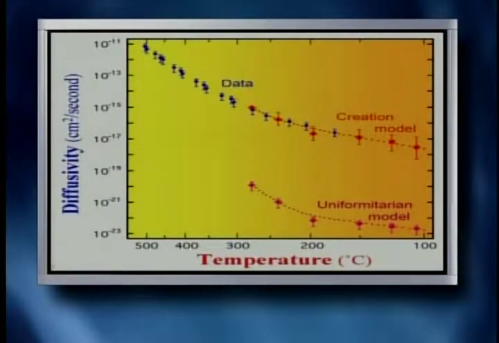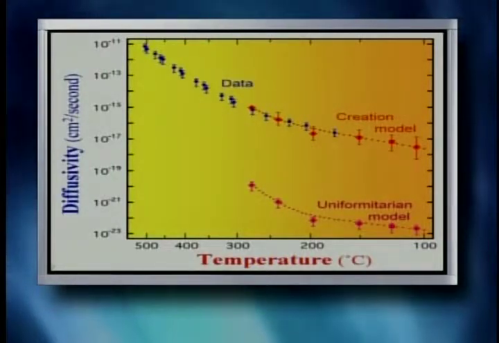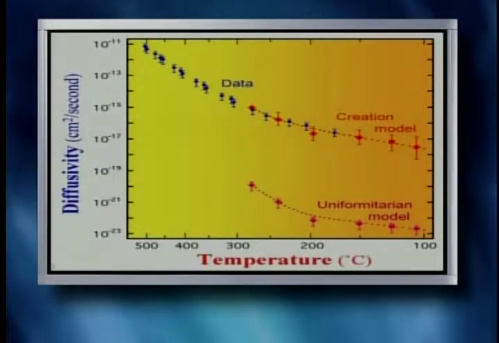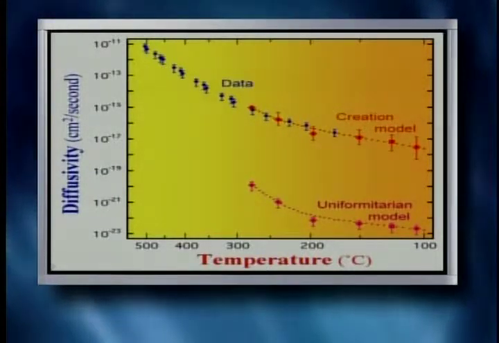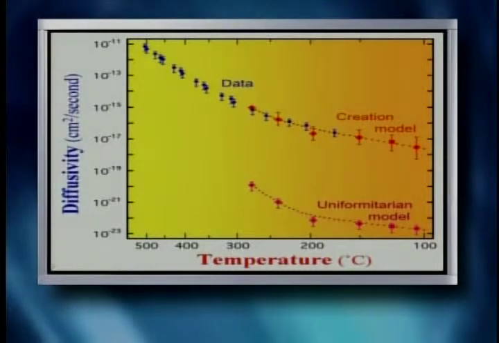When we sent the data off to the lab to actually get the measured diffusion rates, we then plotted this on the graph after we had projected what it would be, and the blue dots are what showed up on the line there, and it matched up with the creation model. So the data perfectly fits the creation model. I don't see any blue dots down there in the uniformitarian model. That's right, and there's over 100,000 times difference between those two models. So the difference between billions and thousands.